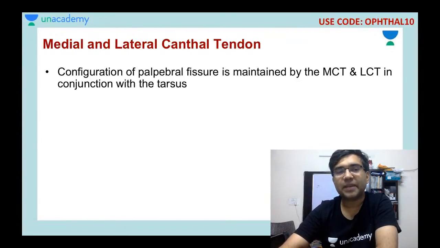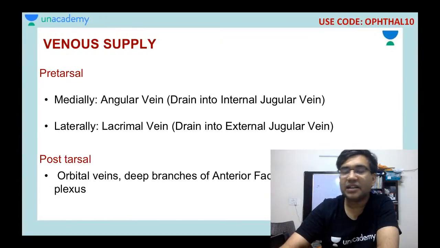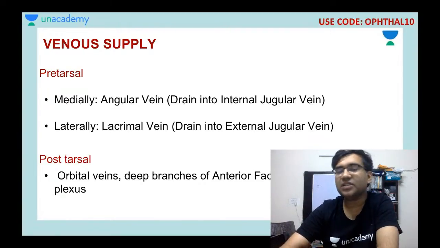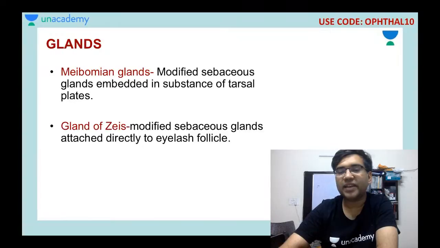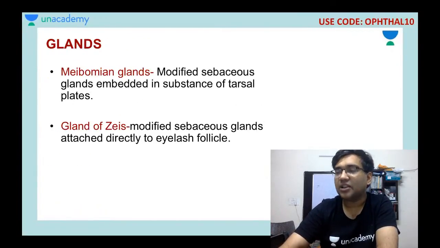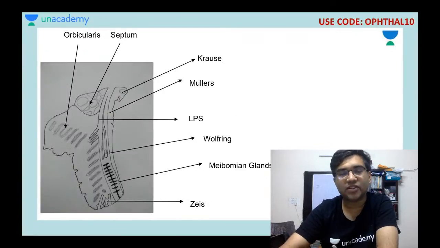Then we have the tarsal plate, the medial and lateral canthal tendon. The venous supply is by the angular vein and the lacrimal vein in the pretarsal region. In the posttarsal region, it is supplied by the orbital veins and the deep branches of anterior facial vein and the pterygoid plexus. Lots of glands there, meibomian glands, glands of Zeiss, glands of Moll, and the glands of Wolfring.